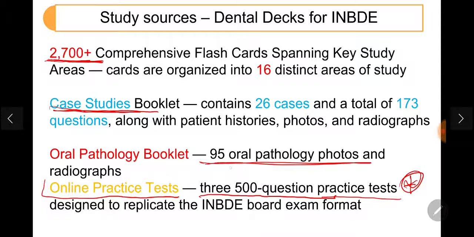So yes, you may have other resources, like National Board Part 2 flashcards, which is okay to use, but IMBD dental decks are helpful, well organized and geared for this exam. It's not going to make you choose so many resources.